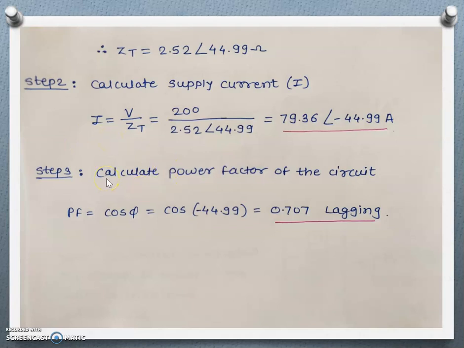Then the power factor of the circuit. Power factor cos phi is equal to cos of minus 44.99, so 0.707, lagging in nature.